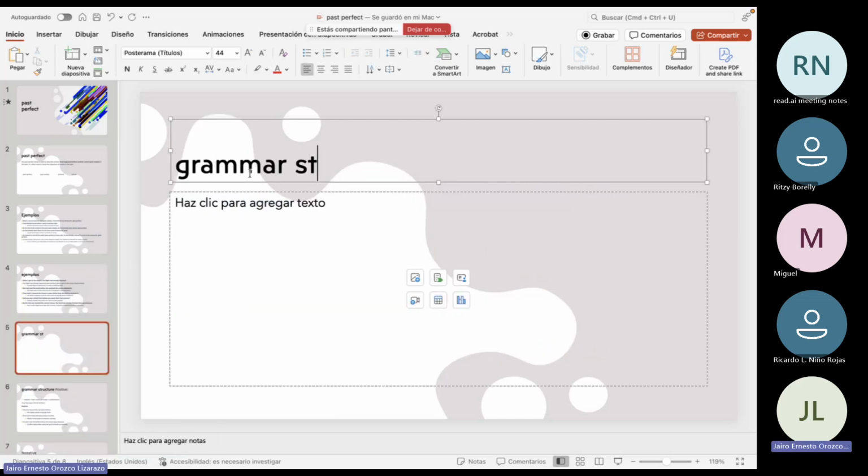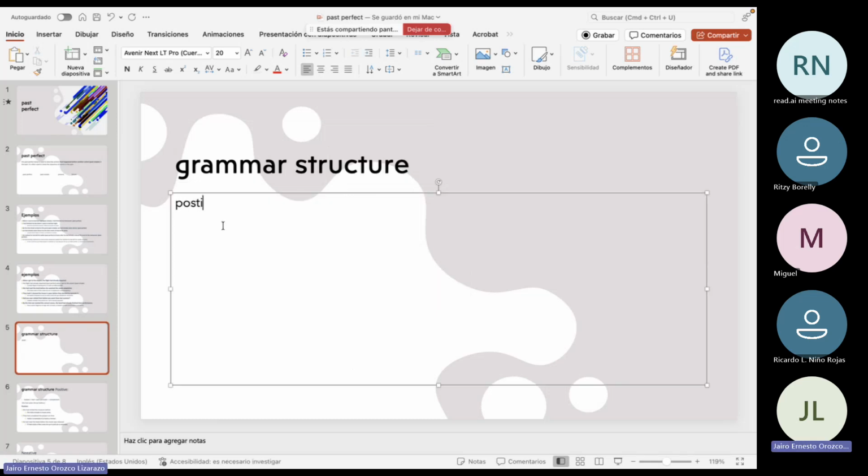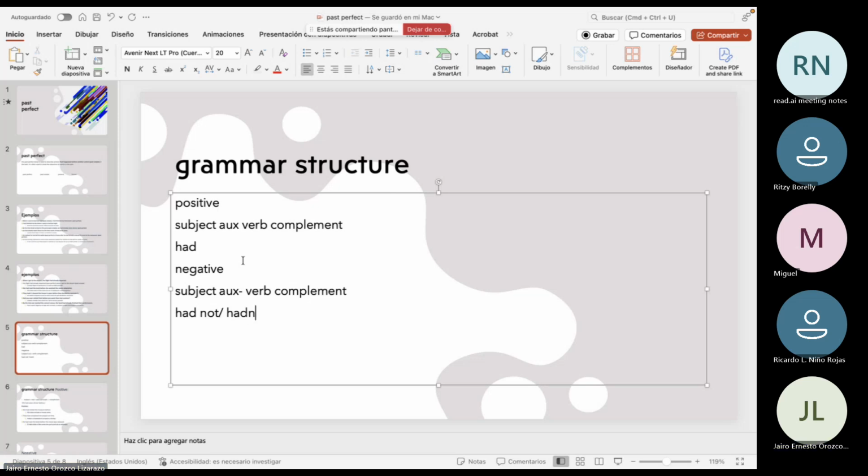The grammar structure is the same for every tense. So for positive, again, positive: subject, auxiliary, verb, complement. In this case, the auxiliary is had, right? For negative, we have the subject, auxiliary in negative, verb, complement. In this case, the auxiliary in negative is had not, or the contraction hadn't.